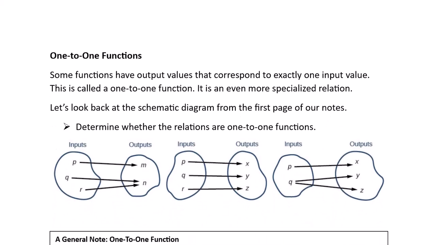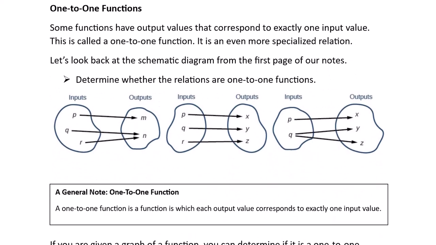One-to-one functions. Now, some functions have output values that correspond to exactly one input value, and this is called a one-to-one function. It's an even more specialized relation. If we look back at the schematic diagram from the first page of our notes, you can see this here. Let's see which of these relations are one-to-one functions.